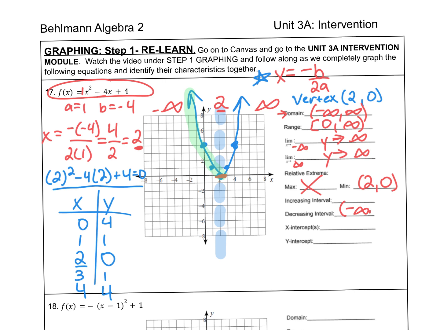Negative infinity to 2, it is decreasing. And then if we look at the roller coaster and trace it when it goes upward from that 2 to positive infinity, we are increasing.